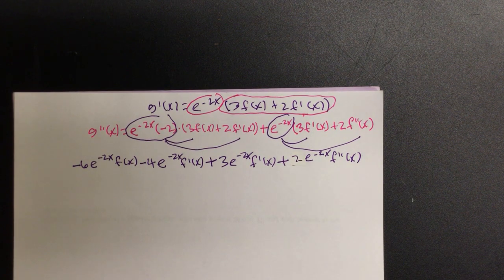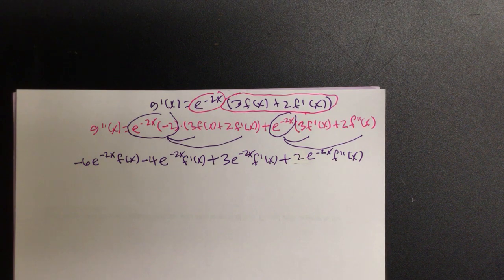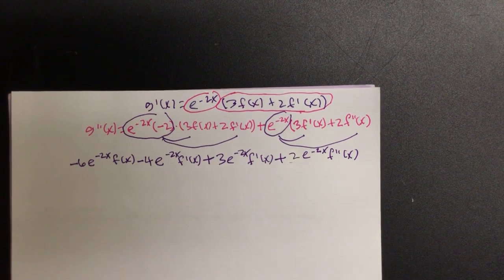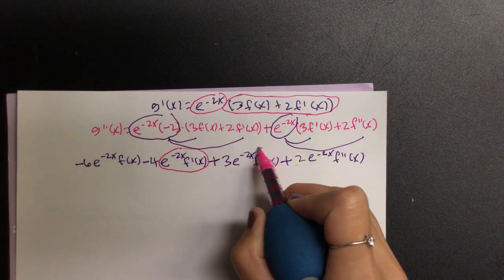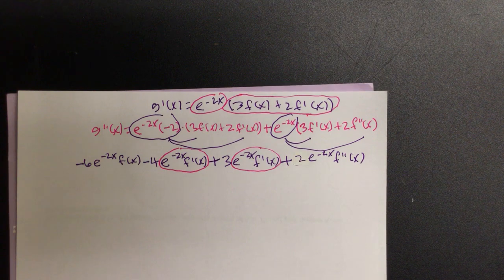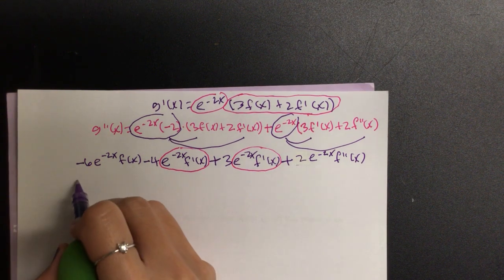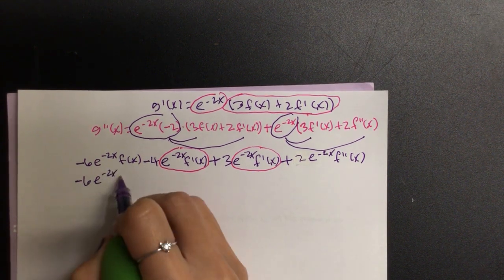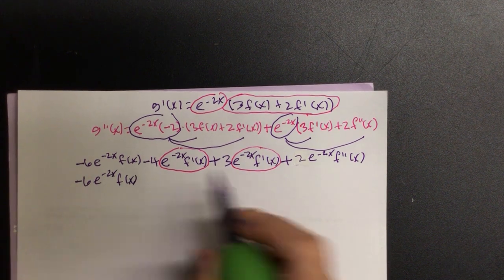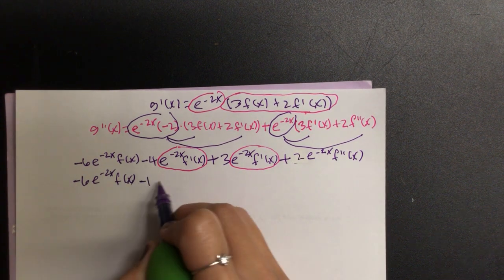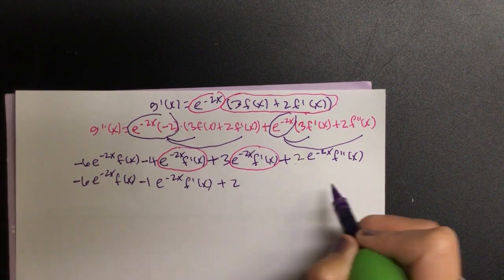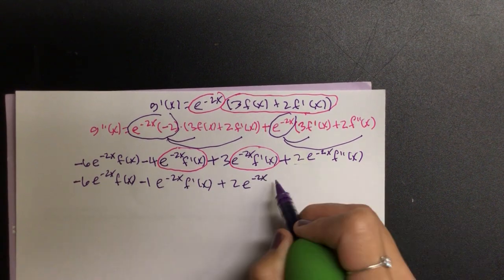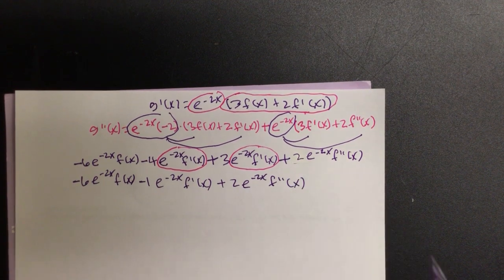Is there a combining like term anywhere? Yes. Do I have something that is identical? E to the negative 2x. Do you see that this is identical to this one? So can I combine like terms? Yeah, let's do that. Did someone say minus 1? Yeah, that is correct. Then we have the last portion. It's just quite tedious.